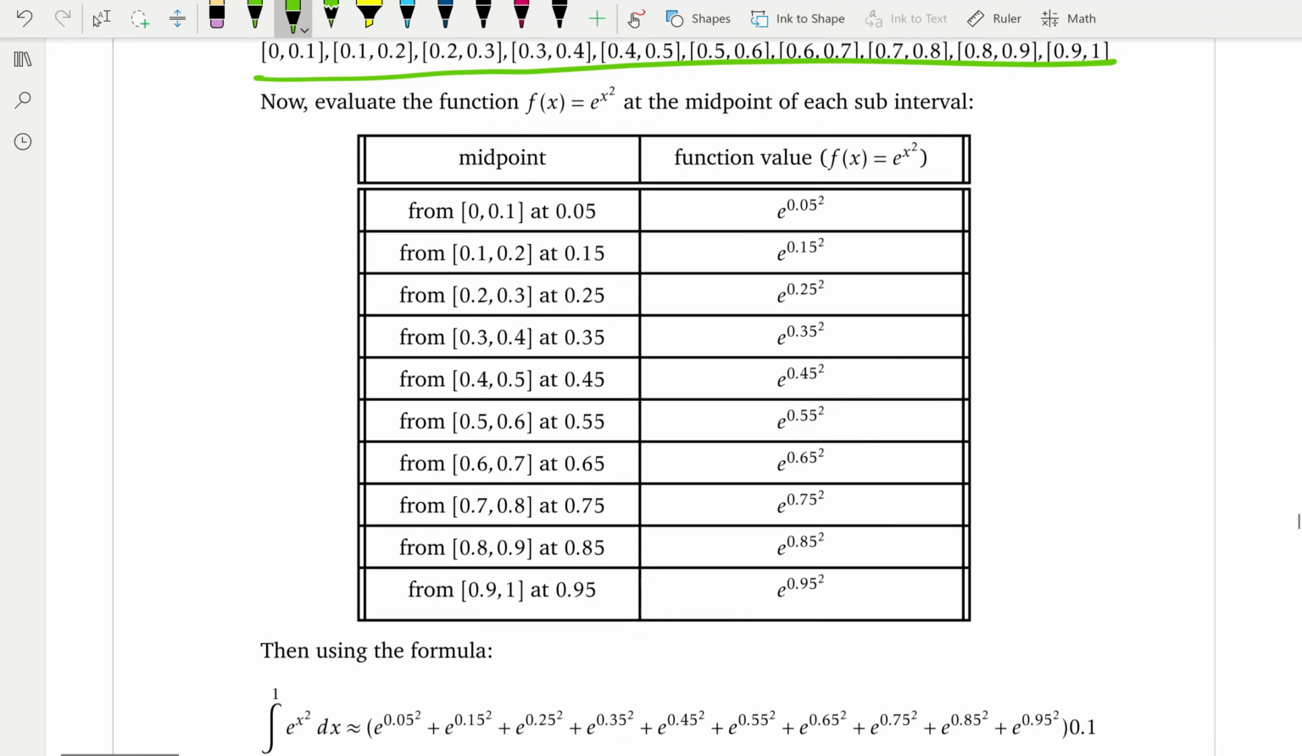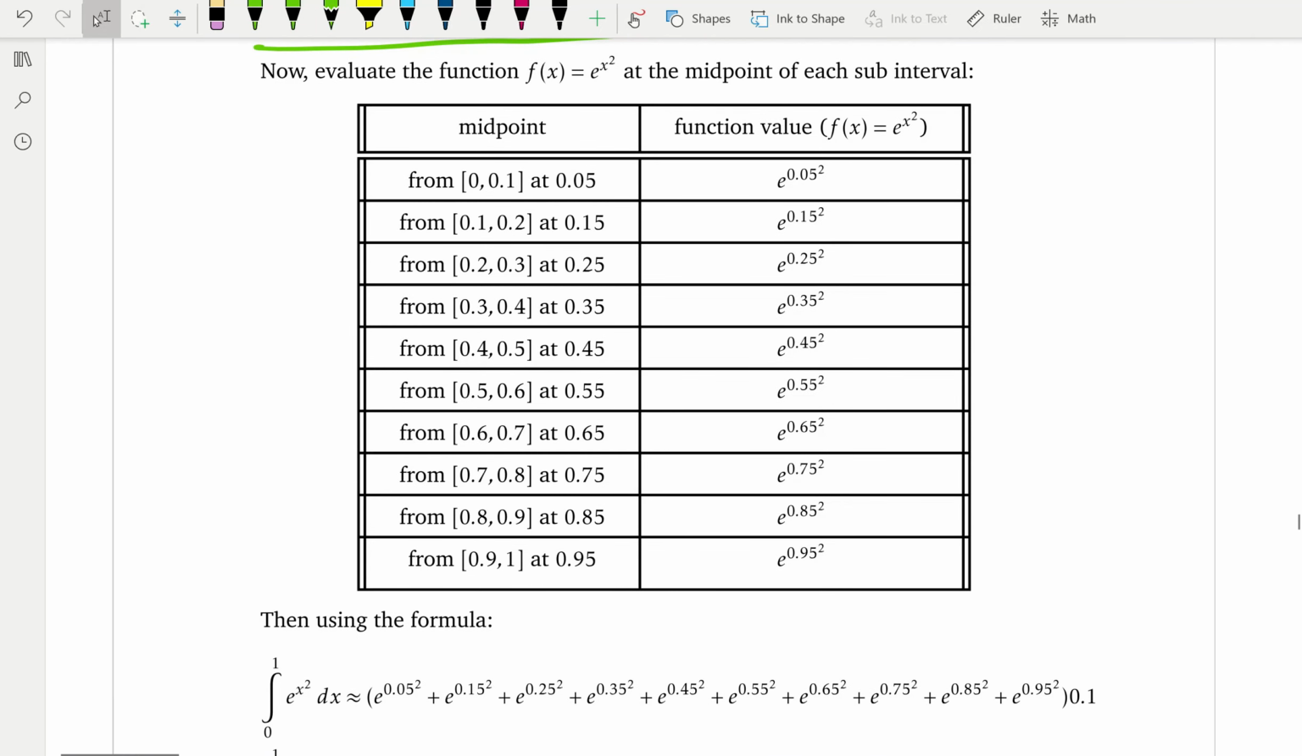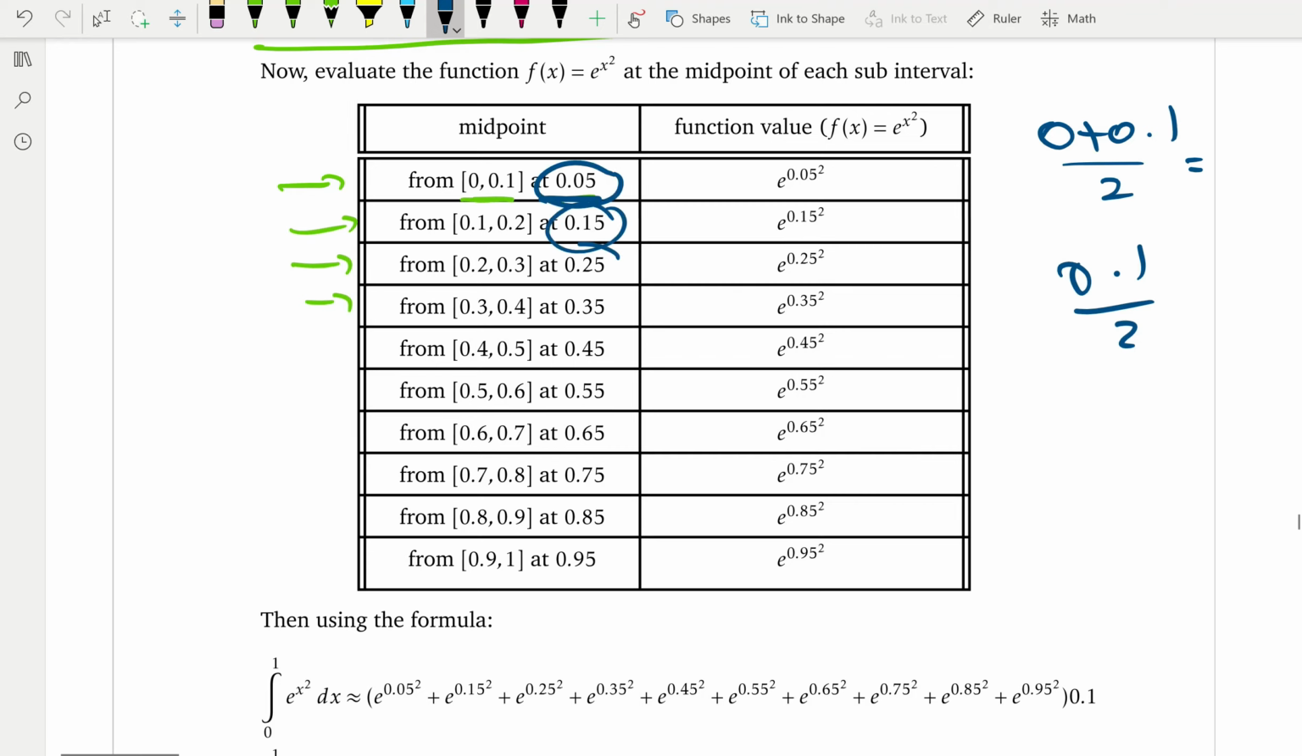Now what I did is I made a table. For each subinterval, I found the midpoint. See? Between 0 and 0.1, the midpoint is 0.05. Here's where you can use the formula to find the midpoint. 0 plus 0.1 divided by 2 will give you the midpoint. So 0.1 divided by 2 is 0.05. So that's how you find the midpoint. Likewise, find the midpoint of each subinterval.